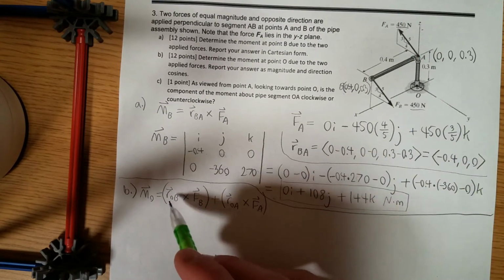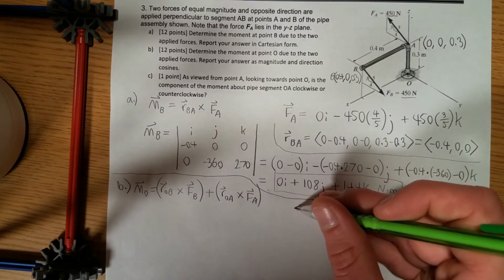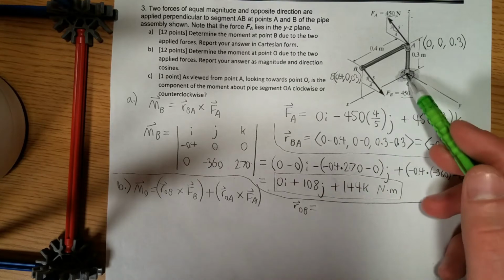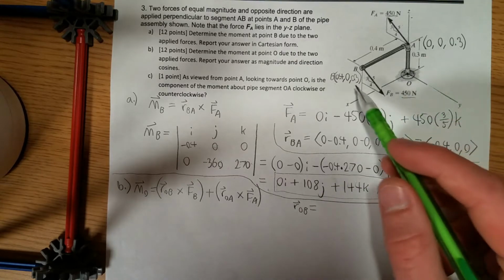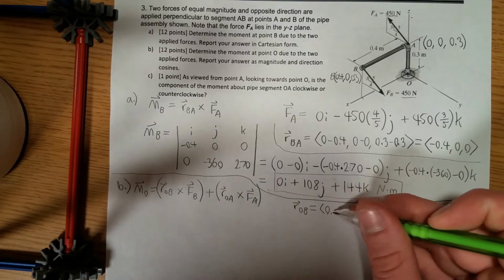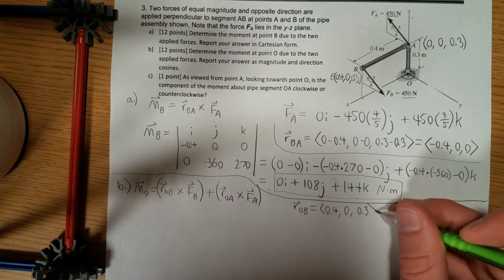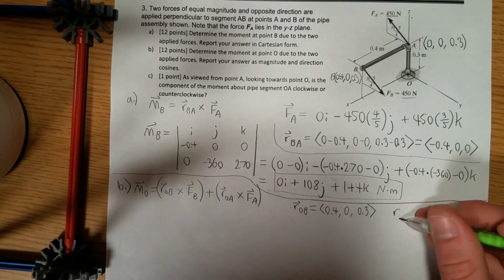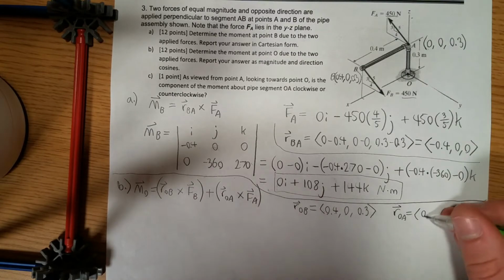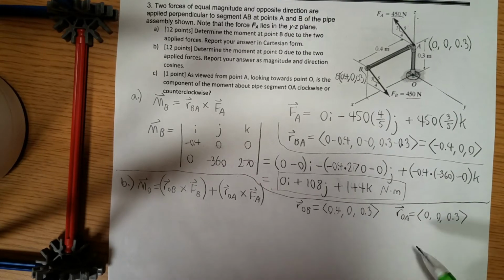So we want to know what these position vectors are. That's our next course of action. So ROB, and this is really easy because O is the origin, so that's going to be 0. It's essentially just going to be the same points as we found up above. So it's going to be 0.4, 0, 0.3, and then ROA is going to be equal to 0, 0, 0.3. That's what we've got for that.